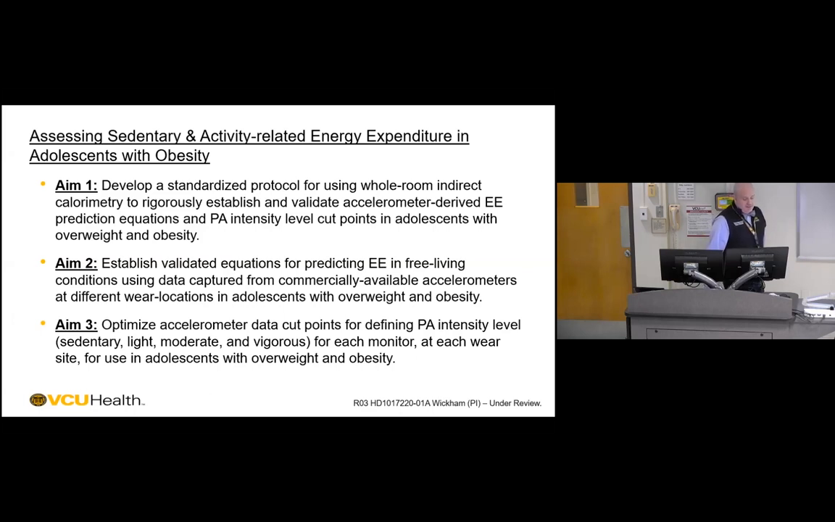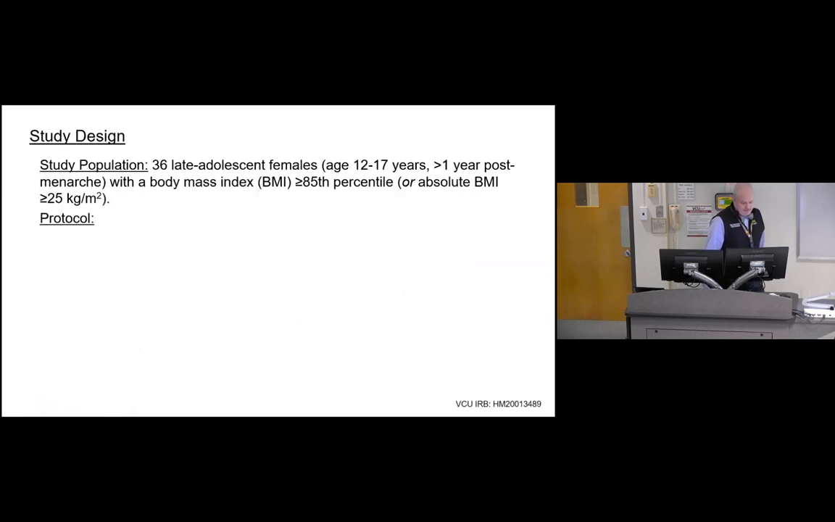And then for Aims 2 and 3, we're going to validate equations for predicting energy expenditure in free living conditions using data captured from two commercially available accelerometers at different wear locations in adolescents with overweight and obesity, and then to optimize the cut points for defining physical activity intensity levels.